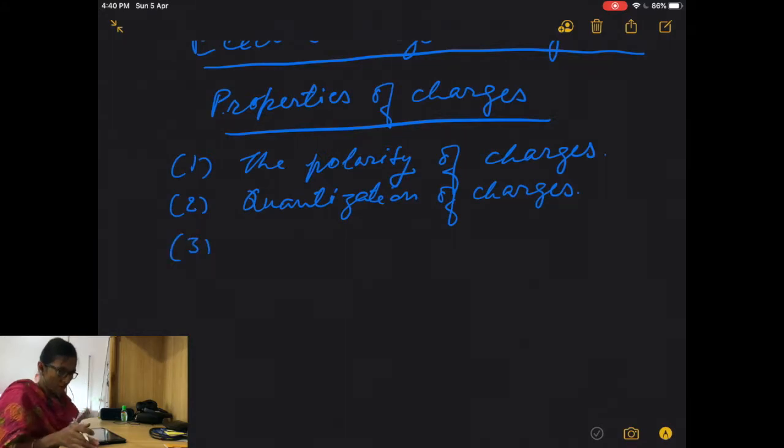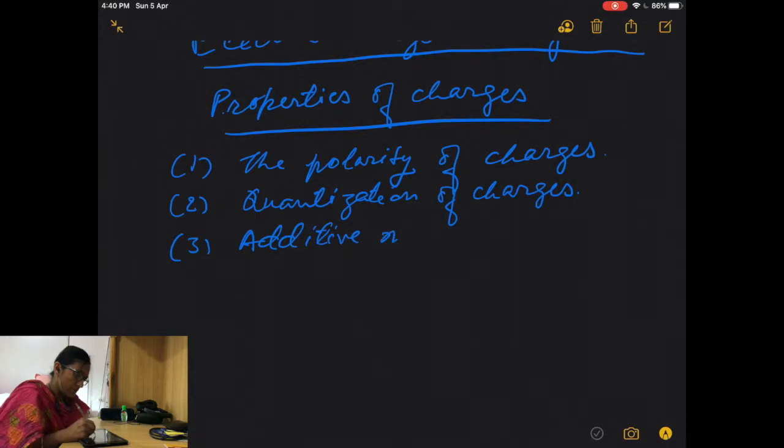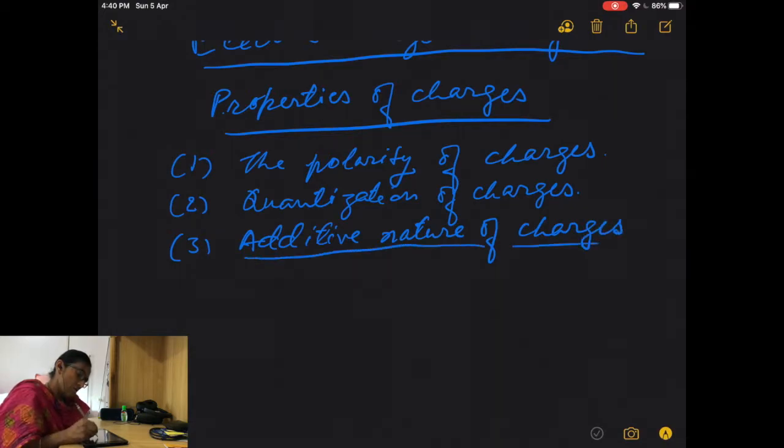Now today I'll discuss the third property of charge, and that is the additive nature of charges. Charge is a scalar quantity. So as it is a scalar quantity, it can be added or subtracted algebraically. So charges are added algebraically.